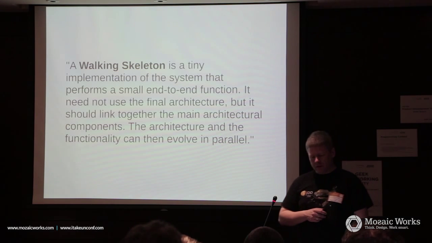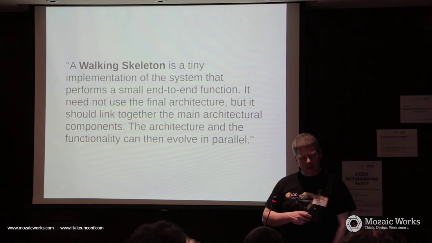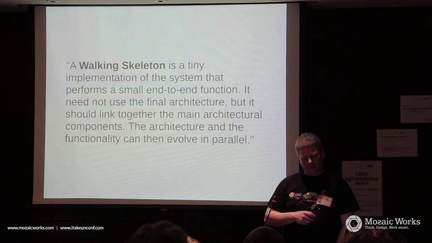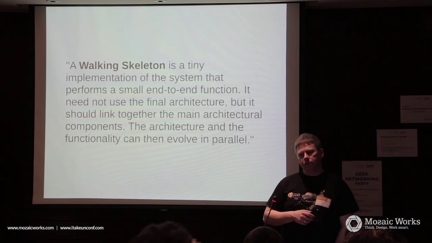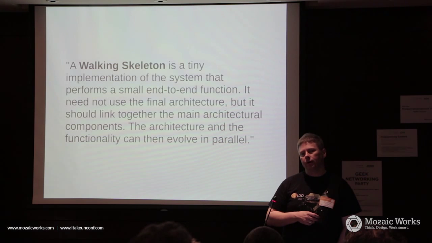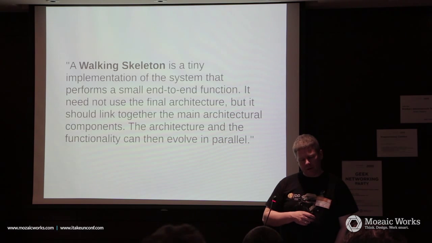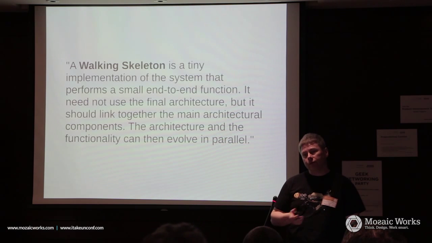He says that a walking skeleton is a tiny implementation of the system that performs a small end-to-end function. It need not use the final architecture, and that's kind of important, but it should link together the main architectural components, the user interface, the middleware, and the persistence layer. The architecture and the functionality can then evolve in parallel. So if we find that we did something that wasn't great, we perhaps used the wrong database or persistence layer, then we can change that. But we won't know it until we've tried.